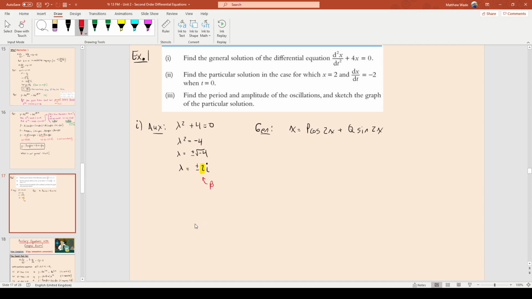Happy days? It's that one. It's not the i as well. It's only just the 2. It's the coefficient of the imaginary part. Cool beans? Well, there you go. General solution. No problem. Okay, a bit harder then.